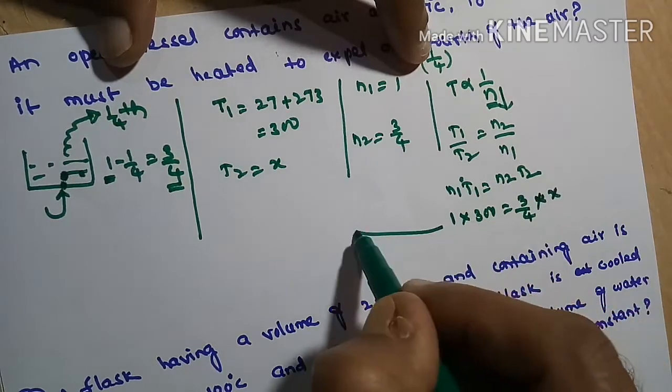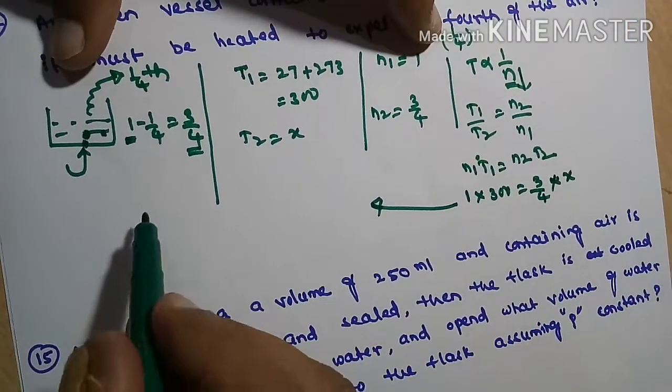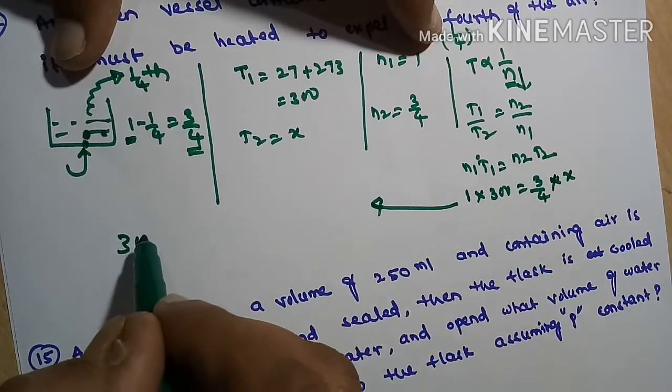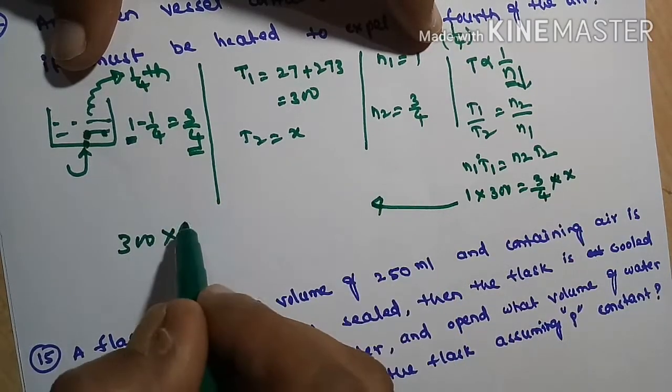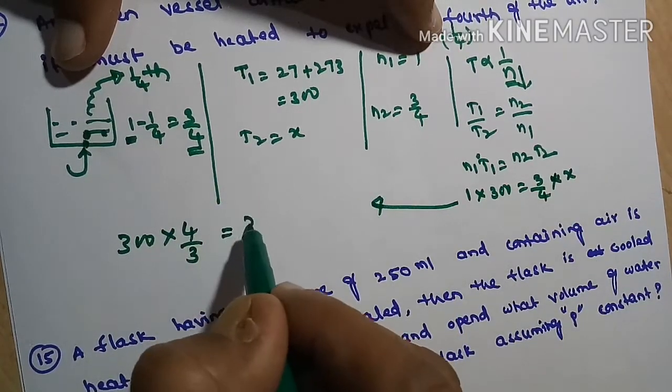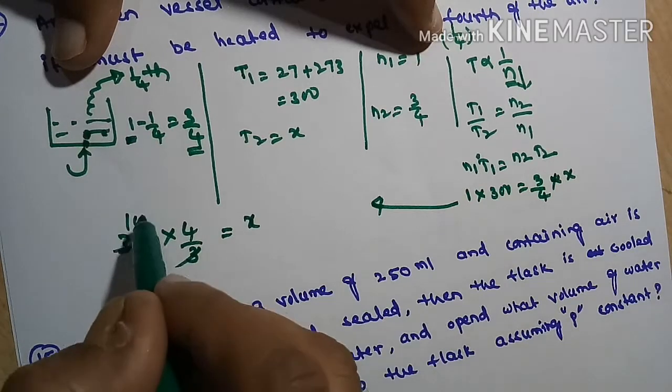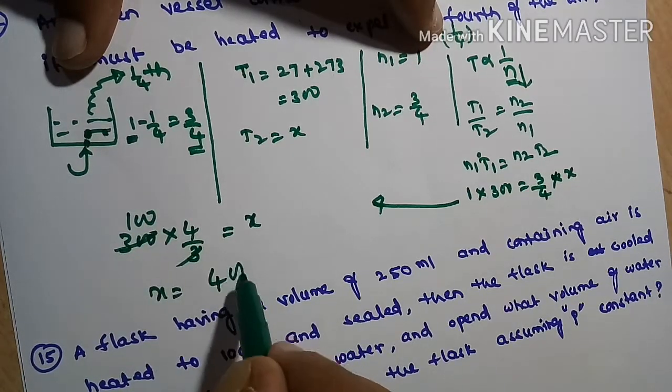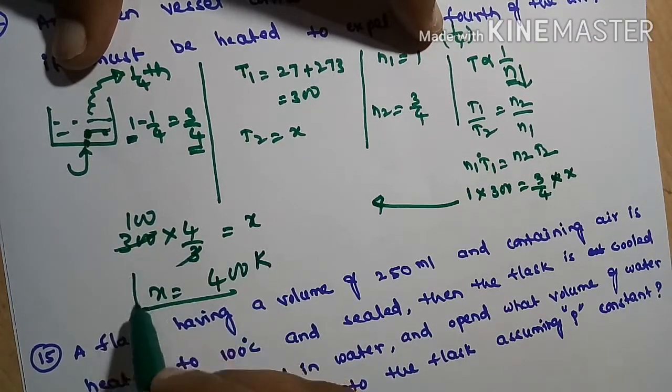So how will we get X? The 300, if 3/4 comes to this side, it will be 4/3. 300 into 4/3 is equal to X. So X is equal to 400 degree Kelvin. 400 degree Kelvin.